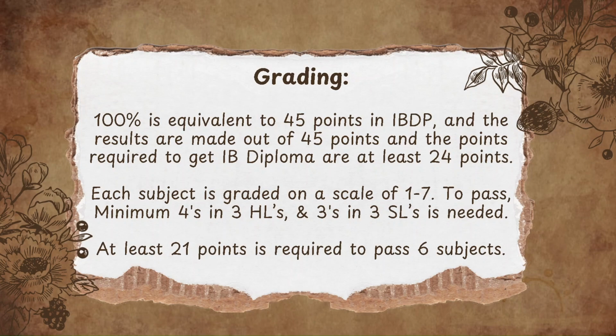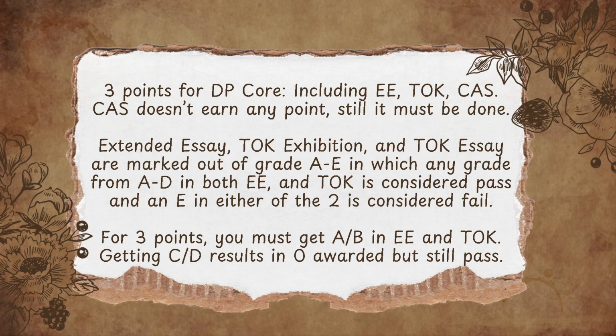3 points are allocated for DP Core, including Extended Essay, TOK, and CAS. CAS doesn't earn any points, but you must complete it to earn the diploma. Extended Essay, TOK Exhibition, and TOK Essay are marked out of grade A to E, in which any grade from A to D in both the Extended Essay and TOK is considered a pass, and an E in either of the two is considered fail of component. To score 3 points, you must get an A or B in the Extended Essay and TOK. Getting a C or D results in 0 points, but considered a pass.